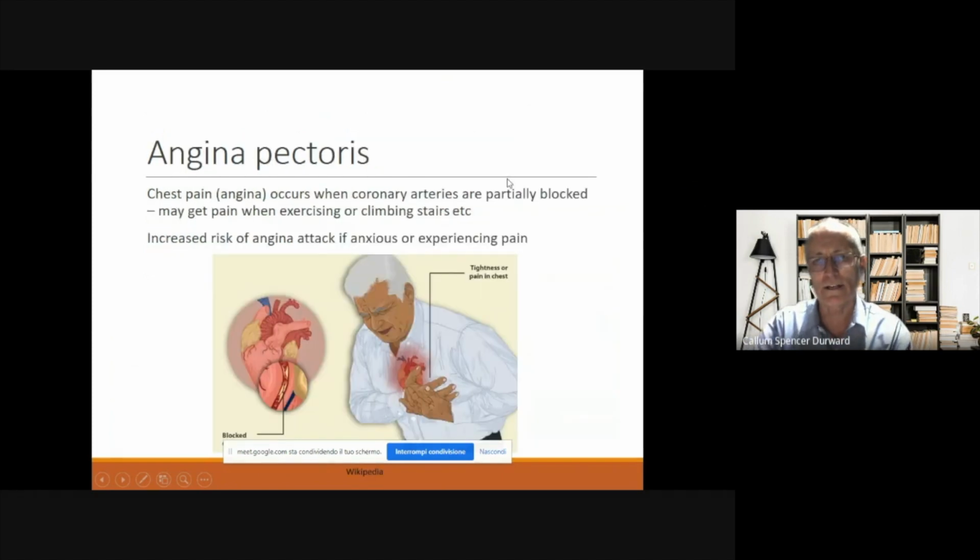The next cardiovascular condition is angina. Chest pain or angina occurs when the coronary arteries are partially blocked. We may get pain when exercising or climbing stairs. There's an increased risk of angina attack if the patient is anxious or experiencing pain.